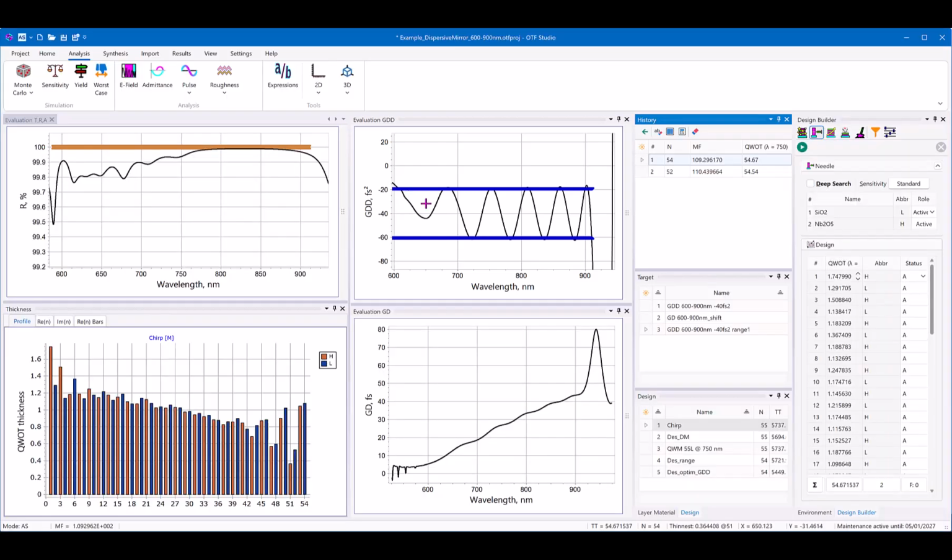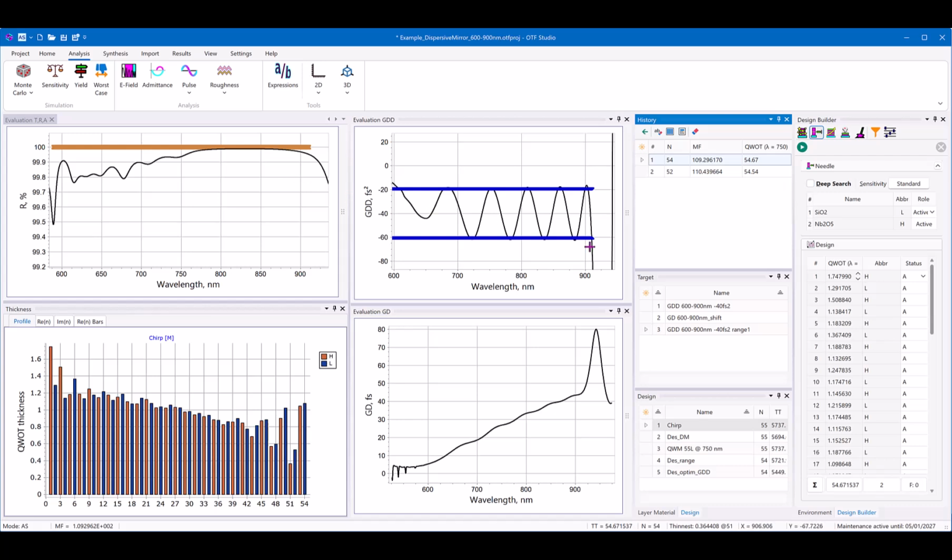We should keep in mind that reflectance and group delay dispersion are interconnected according to physical reasons. They cannot be optimized independently. If we suppress group delay dispersion very strongly, we can worsen our reflectance performance and again obtain energy loss.